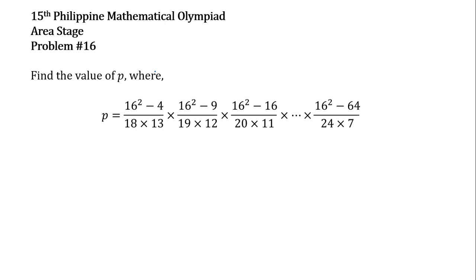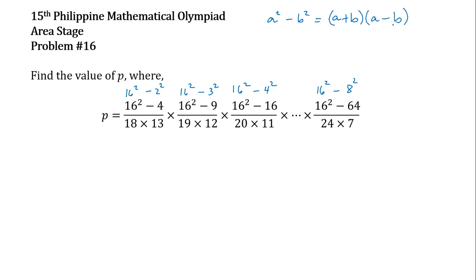For example, 16² − 4 is 16² − 2², 16² − 9 is 16² − 3², and then we have 16² − 4², all the way to 16² − 8². If you recall, a difference of squares, a² − b², can be factored into (a + b) times (a − b). Okay, so let us apply this to the given and see what happens.